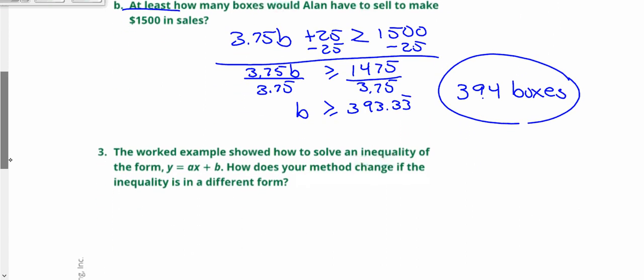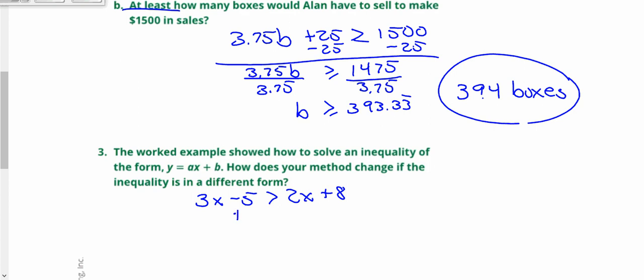Now, we've done these all in this y equals mx or ax plus b thing. So how does it change if the inequality is in a different form? It doesn't. You still have to sit there and get your variables to one side and your numbers to the other. So a real quick example, if you had 3x minus 5 is greater than 2x plus 8, you still have to get variables to one side, numbers to the other.